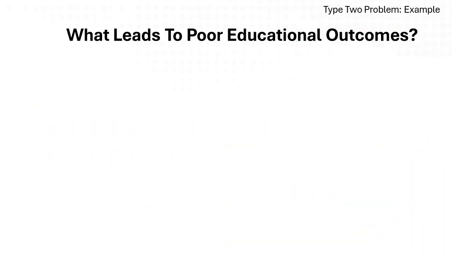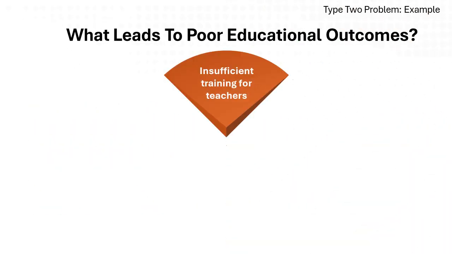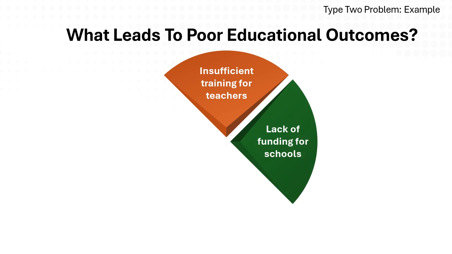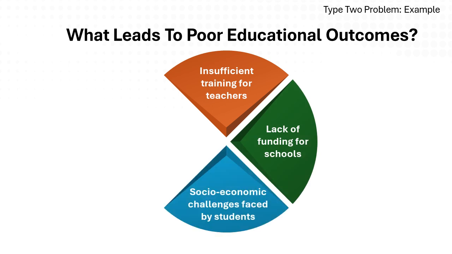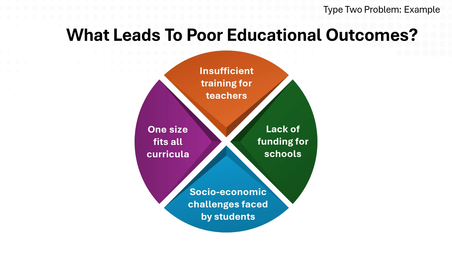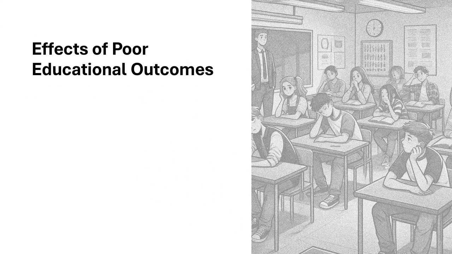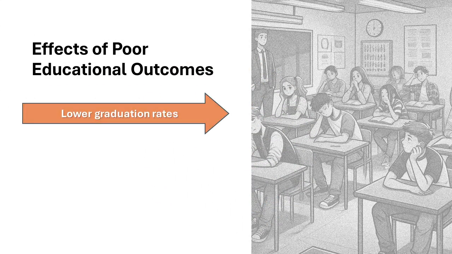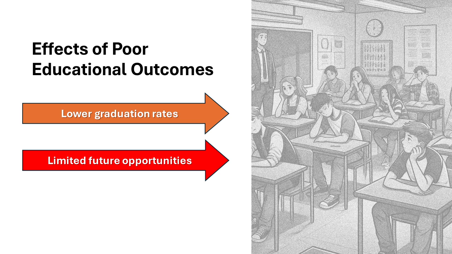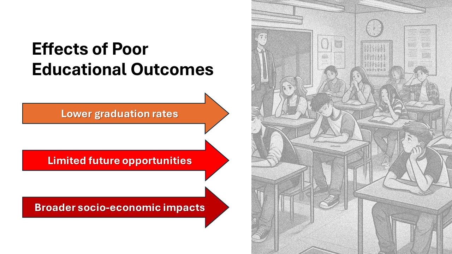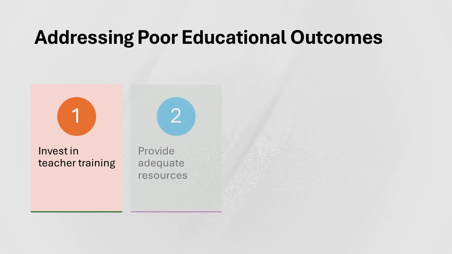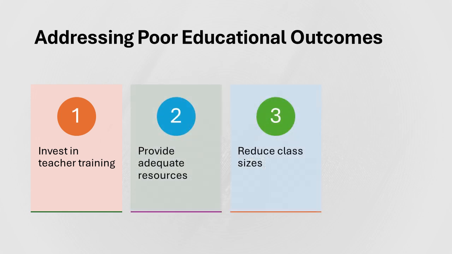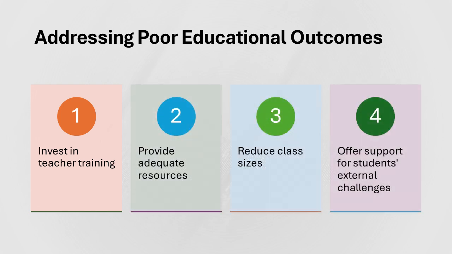Now, what leads to poor educational outcomes? Insufficient training for teachers, lack of funding for schools, socioeconomic challenges faced by students, and one-size-fits-all curricula all play a role. The effects of poor educational outcomes are wide-ranging, including lower graduation rates, limited future opportunities for students, and broader socioeconomic impacts. This is a much bigger problem than what the image shows. To address poor educational outcomes, we need to consider multiple aspects such as investing in teacher training, providing adequate resources, reducing class size, and offering support for students' external challenges.